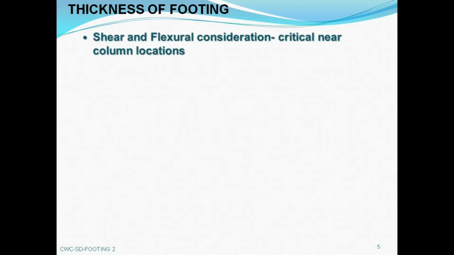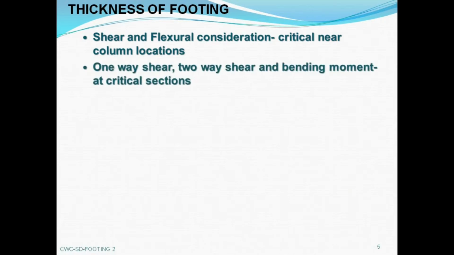The next step is to find the thickness of the footing. The thickness of a footing base slab is generally based on considerations of shear and flexure which are critical near the column location. So, we have to check one-way shear, two-way shear and bending moment at critical sections. Generally, shear considerations predominate in the calculation and the thickness is based on shear criteria.